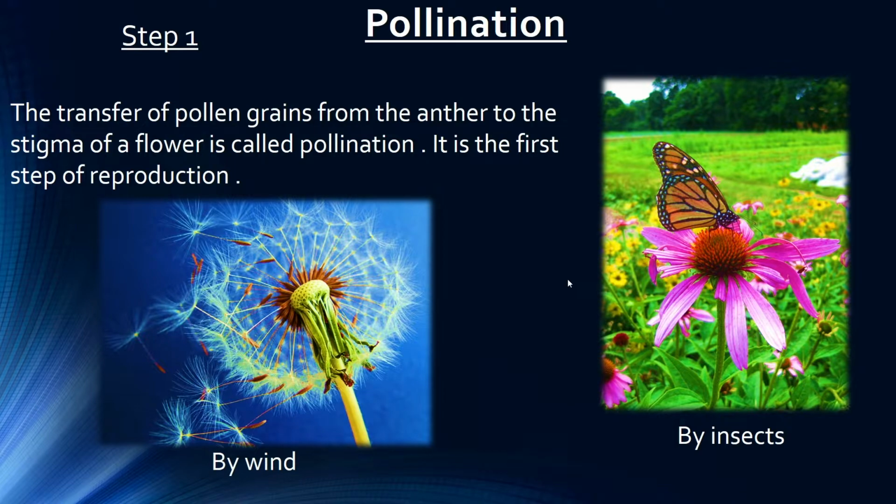Step 1, pollination. The transfer of pollen grains from the anther to the stigma of a flower is called pollination. It is the first step of reproduction. You have already learned how pollination is done by different agents like air, water, insects, etc.